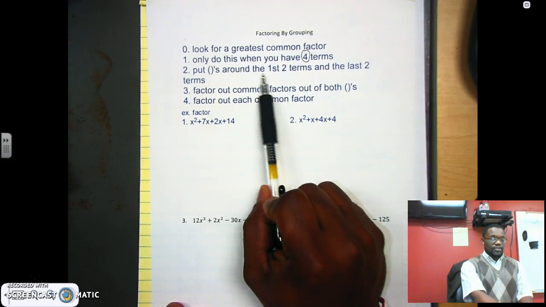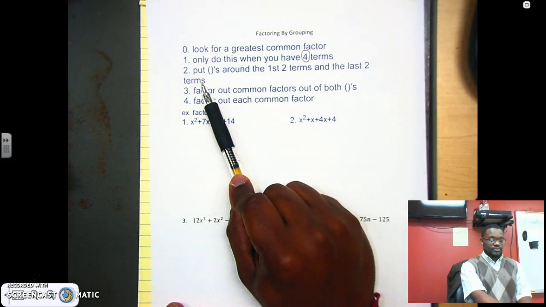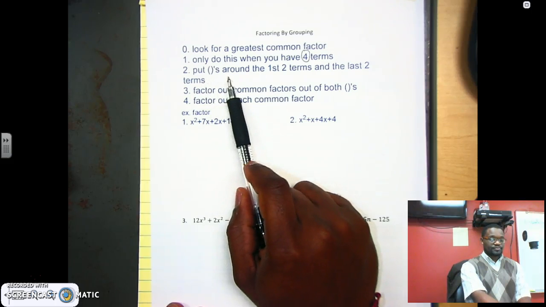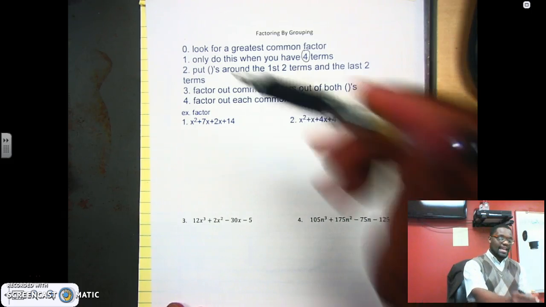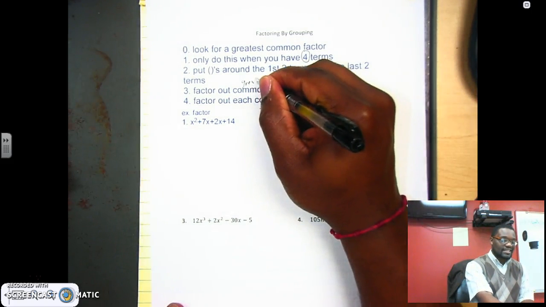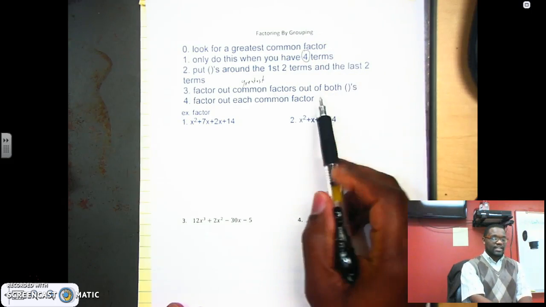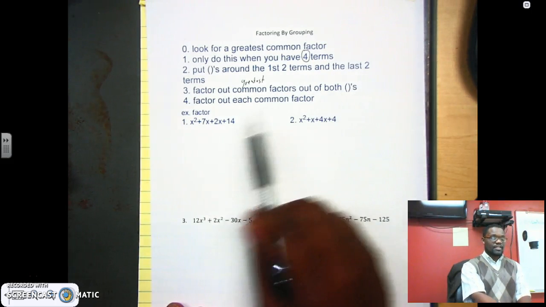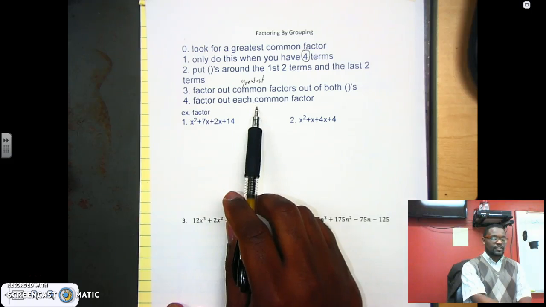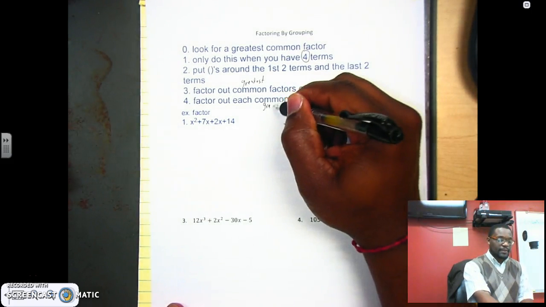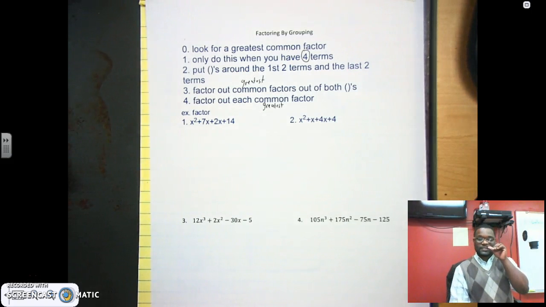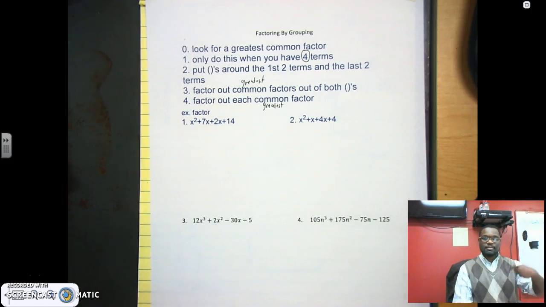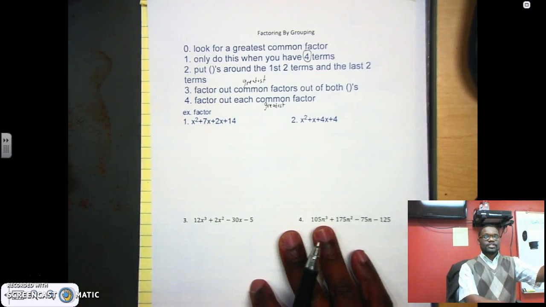Put parentheses around the first 2 terms and the last 2 terms. Okay, this is the process, and I'll show you this. Factor out common factors out of both parentheses, and that should say greatest common factors out of both parentheses. All right, and then factor out each greatest common factor again, or common factor, same thing, because you'll notice that in that step.